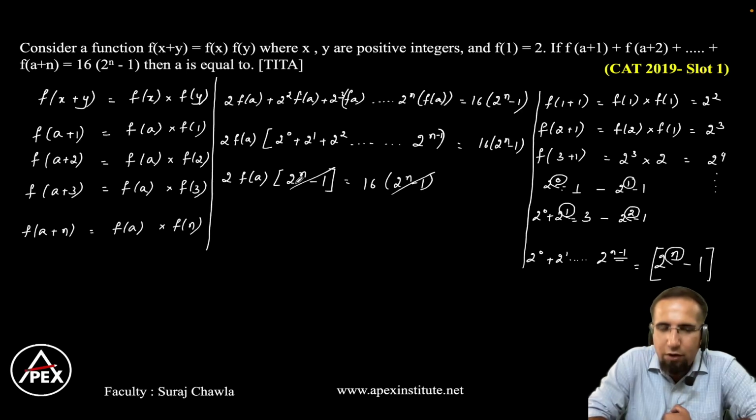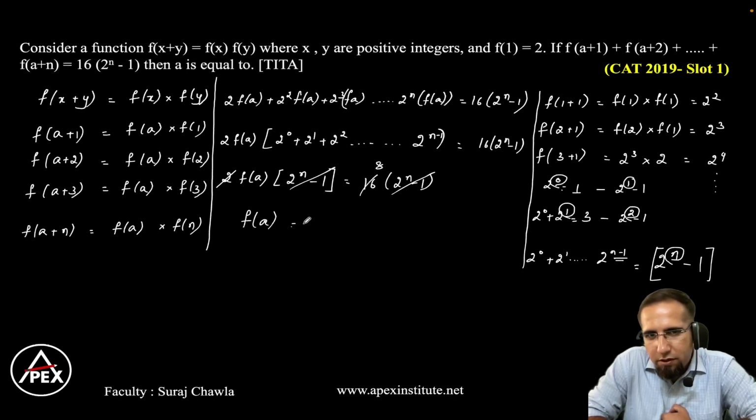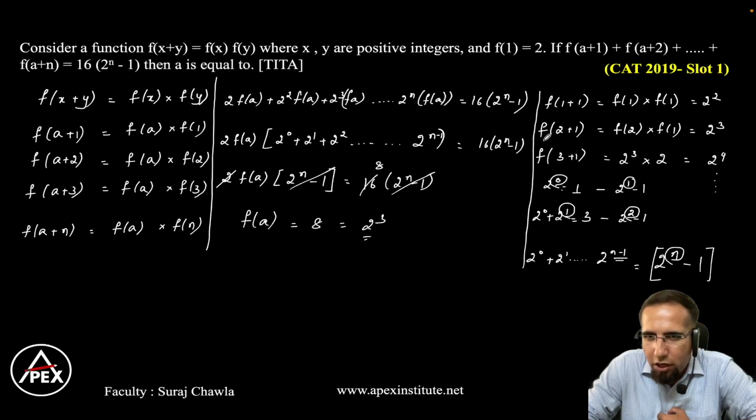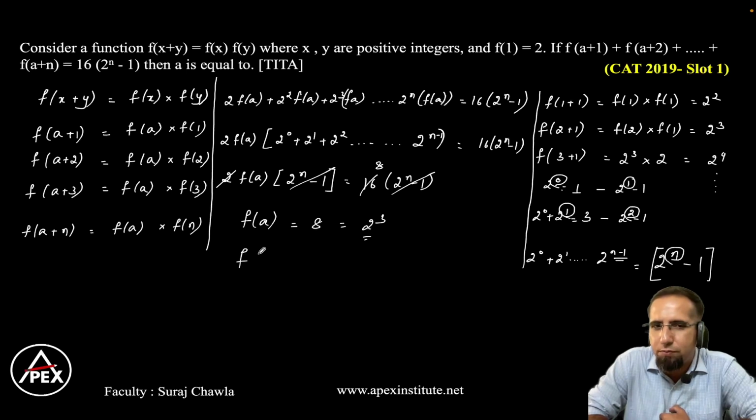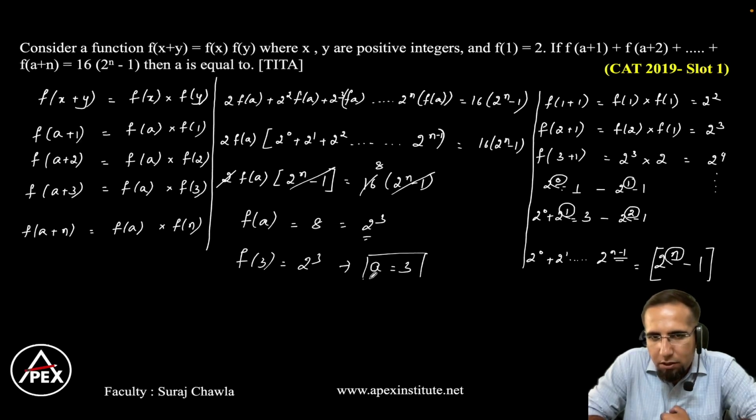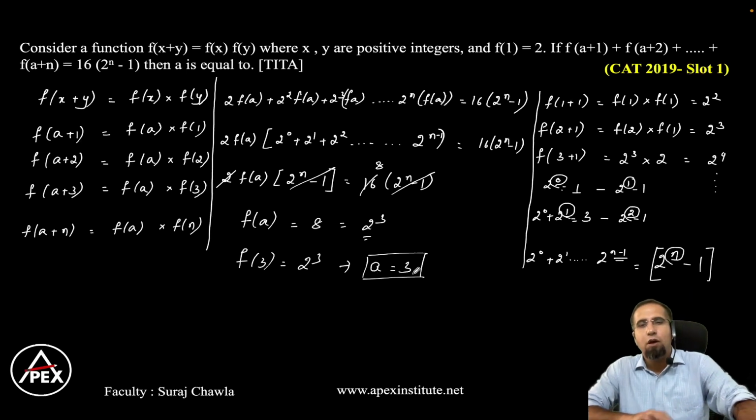So, this value and this value get cancelled. 2 1s are 2, 8s get cancelled. So, we get f of a is equal to 8, which is nothing but 2 cube. And we know here that f of 3 is equal to 2 cube. Clear? If f of 3 is equal to 2 cube, we can conclude that the value of a is nothing but 3, and that is going to be our required answer.